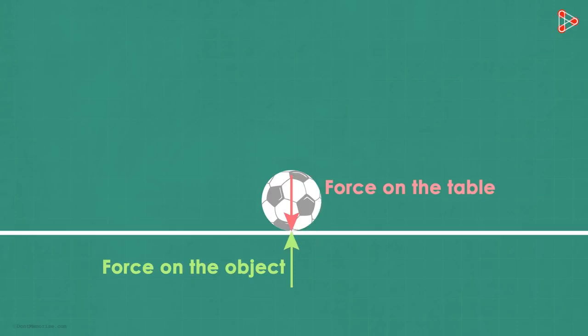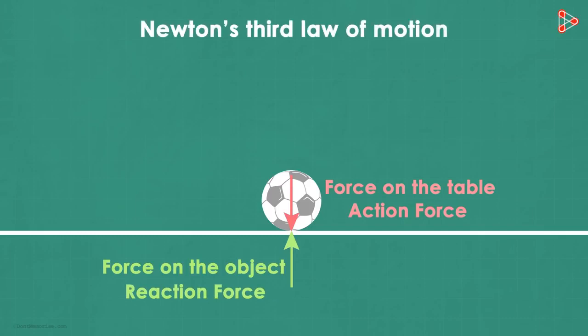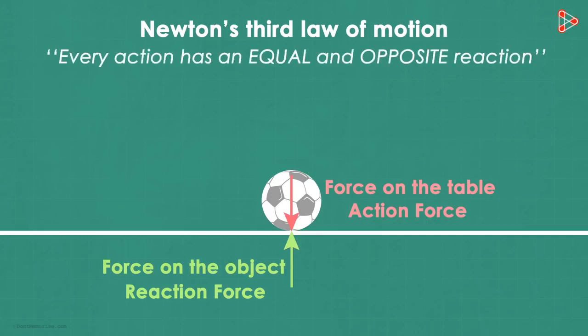These forces are called action and reaction forces. The force exerted by the object on the table was an action force, and the force exerted by the table on the object is the reaction force. What we saw here is nothing but a display of Newton's third law of motion. Every action has an equal and opposite reaction. That's how simple the third law is.